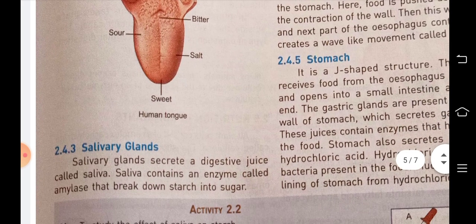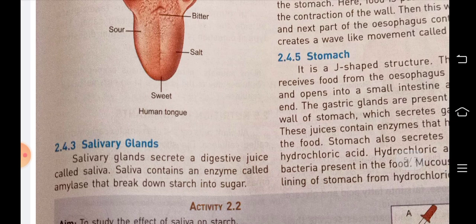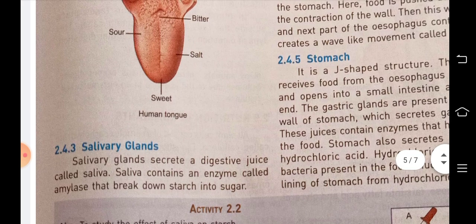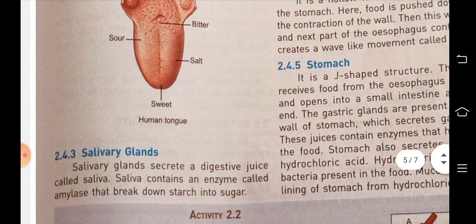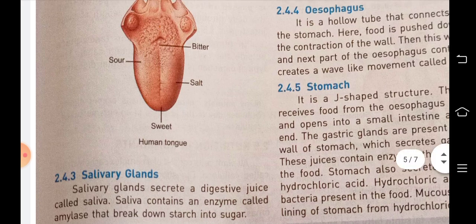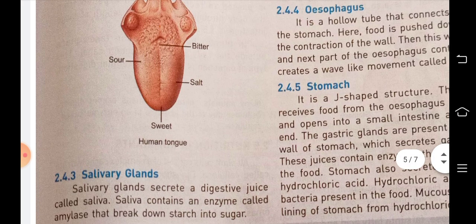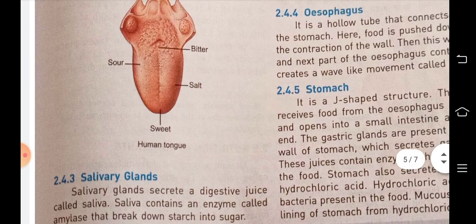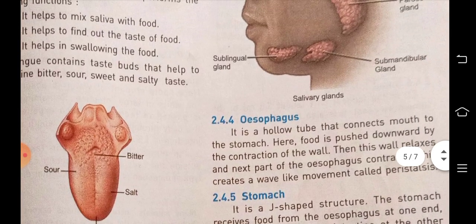Then salivary gland secretes a digestive juice which is called saliva, which contains an enzyme called amylase that breaks down starch into sugar. The food which we take in is the complex food which is in the form of starch. By the help of this saliva, it breaks down into smaller pieces which is known as sugar.